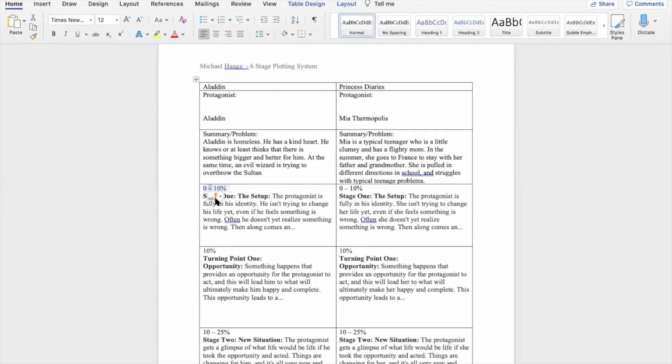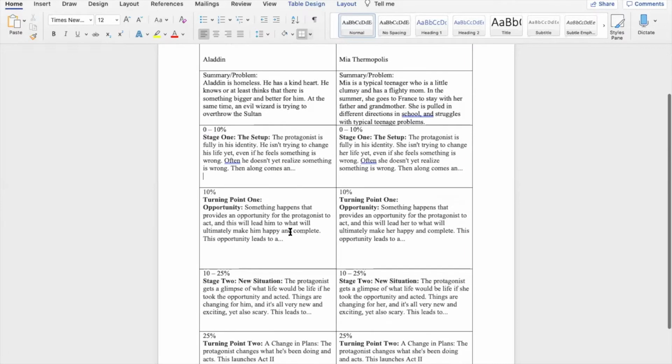If I highlight right there, you can see this is what happens at 0 to 10%. And typically speaking, when I'm getting ready to start a story and I start plotting it out, this is kind of what it looks like. Now I've created the table so it makes it easier for me to show you, but this is really what it looks like. I have the protagonist. I'll write in the supporting characters. We'll talk about those later. We'll write in the antagonist. And then I'll give myself the summary and the problem, and then I'll start plotting it out.